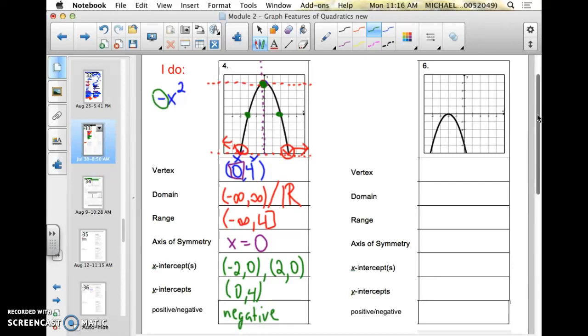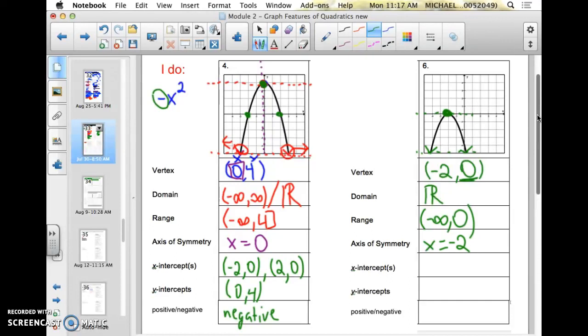The vertex of this function is right here. So it would be (-2, 0). All right? The domain is all real numbers. The range is the lowest y value, which, these endpoints go on forever, so it is -infinity, to the highest y value, which in this case is the y value of the vertex, which is 0. The axis of symmetry is always the x value of the vertex.